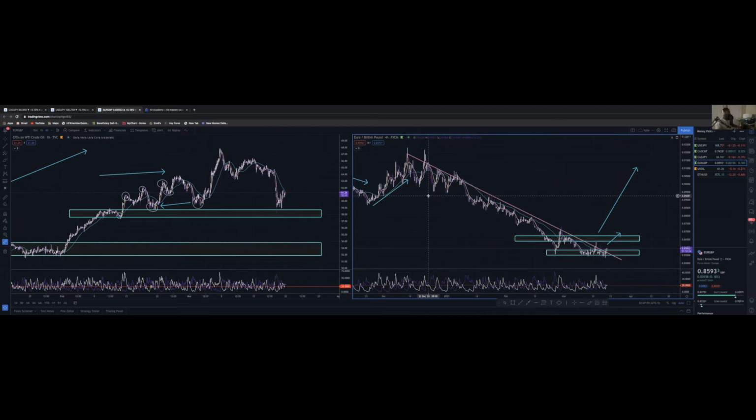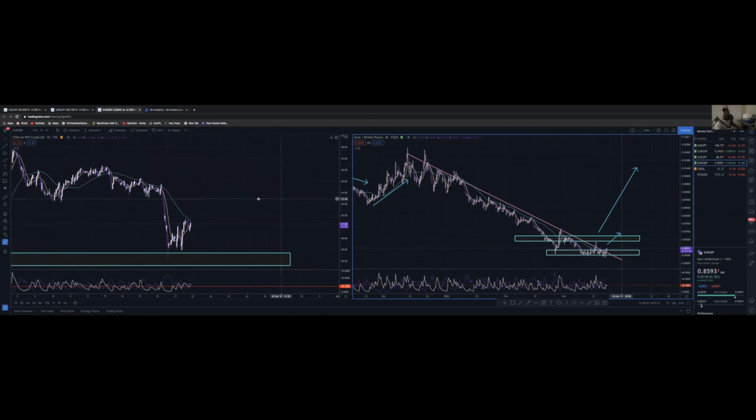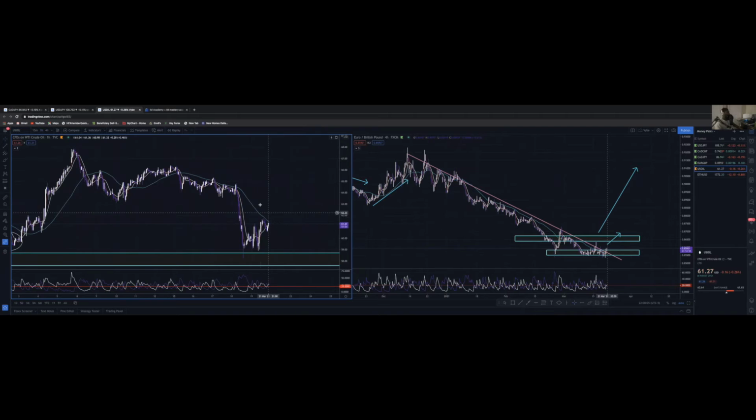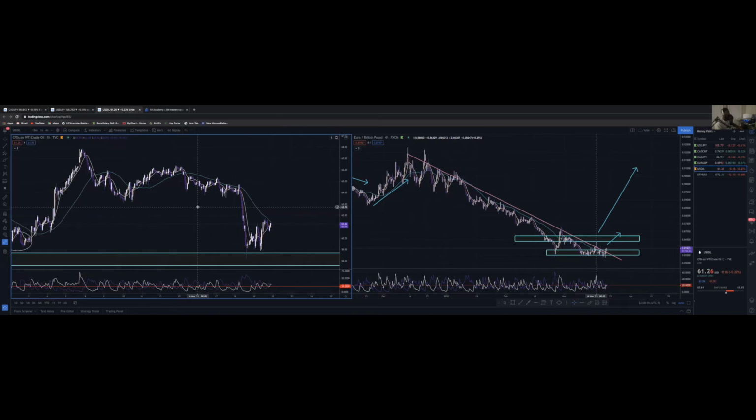Right. So then oil came back to this area again, wicked, and came back up again. As we see here, it came back to that 50 moving average again. We're on the hour on this, but it came back to the 50 moving average again. And we could possibly see it come back to, let me move this over here real quick. We could possibly see this coming back up to probably around this area here.